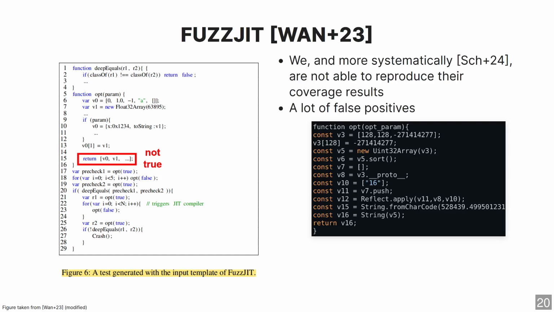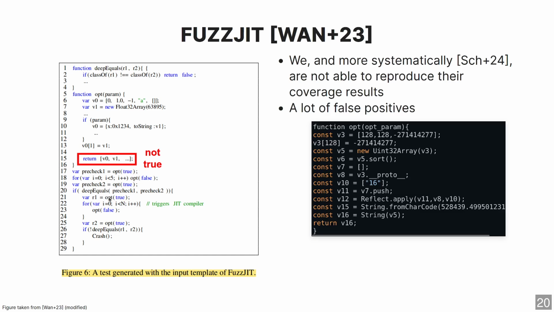What is not so nice is that what they write in the paper obviously doesn't correspond to what is in their released artifact. This is not something they ever do. The code here is an example of what the artifact basically generates. It also has a lot of false positives, despite all the efforts to reduce them. And we, and more systematically, some previous work, are just unable to reproduce their coverage results for some reason.